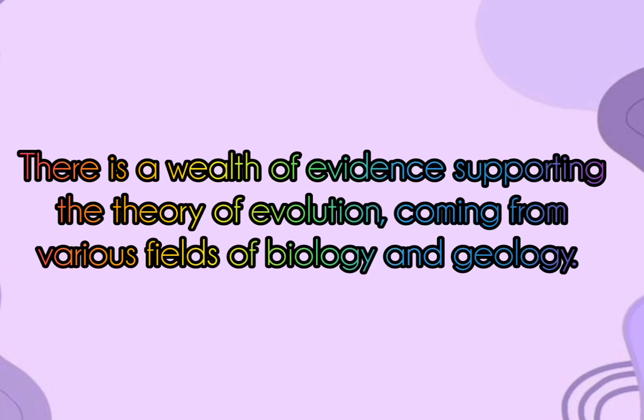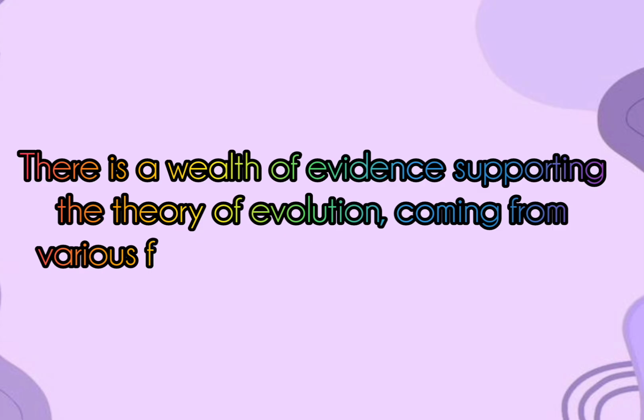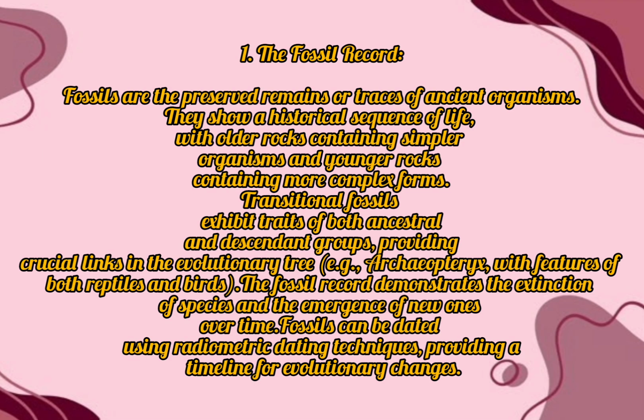There's a wealth of evidence supporting the theory of evolution, coming from various fields of biology and geology. The fossil record. Fossils are the preserved remains or traces of ancient organisms. They show a historical sequence of life, with older rocks containing simpler organisms and younger rocks containing more complex forms. Transitional fossils exhibit traits of both ancestral and descendant groups, providing crucial links in the evolutionary tree.